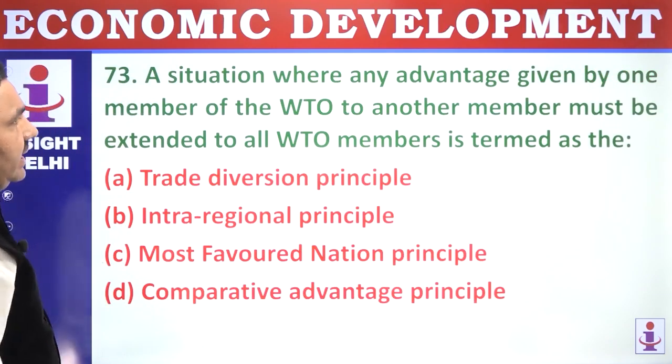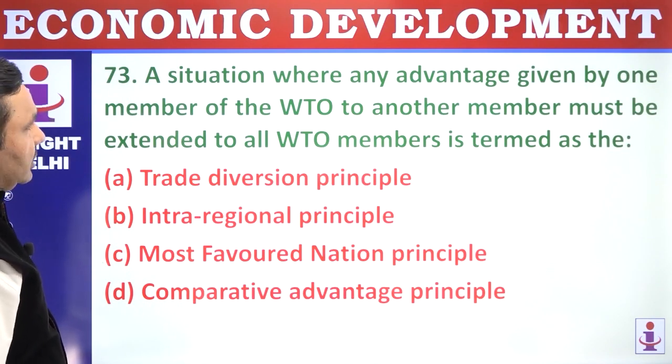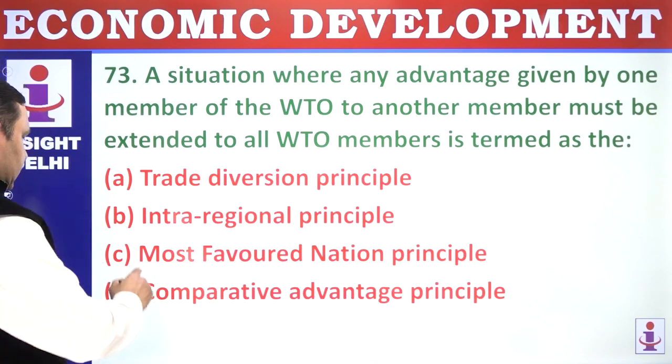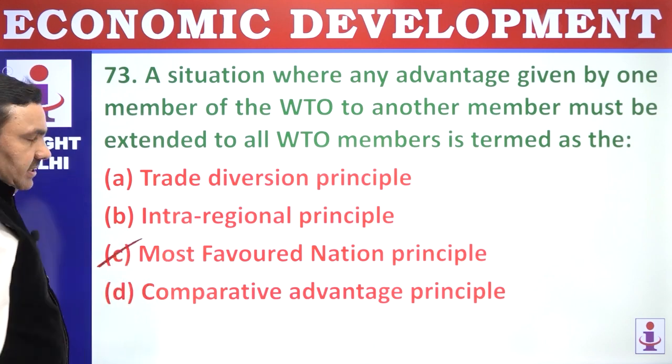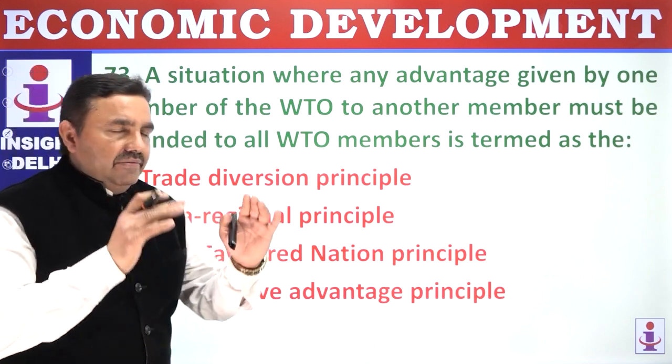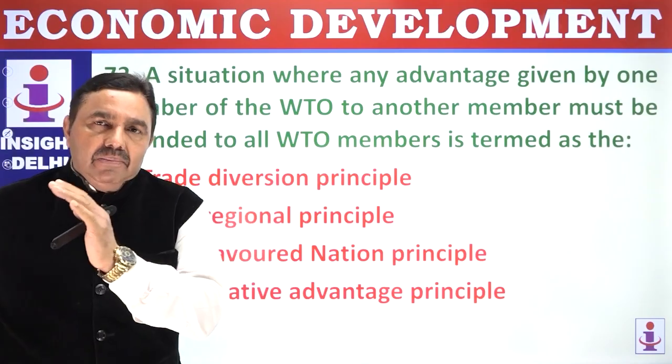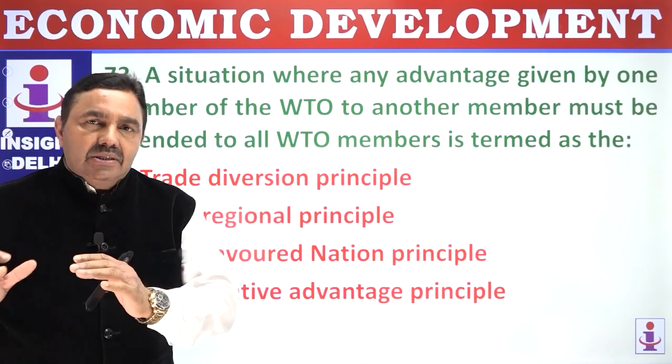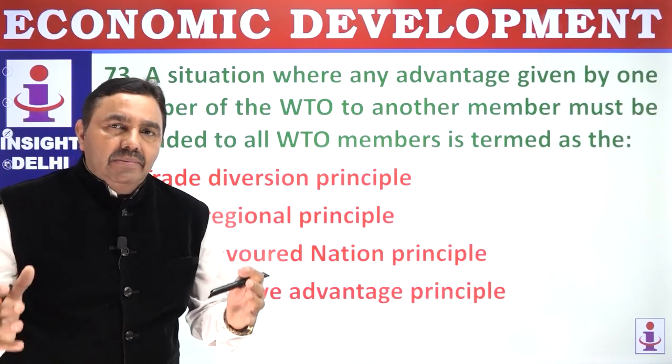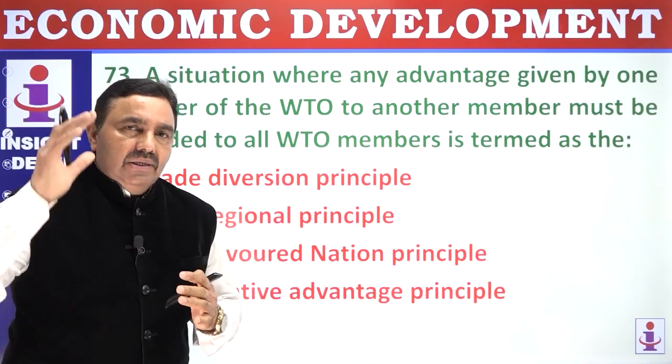A situation where any advantage given by one member of a WTO to another member has to be given to all. This is MFN, most favored nation status. Under WTO rule, if a country gives any special concession to a particular country, that special concession has to be extended to all the members. It cannot be for one particular country.